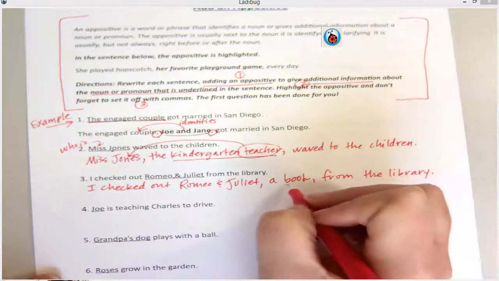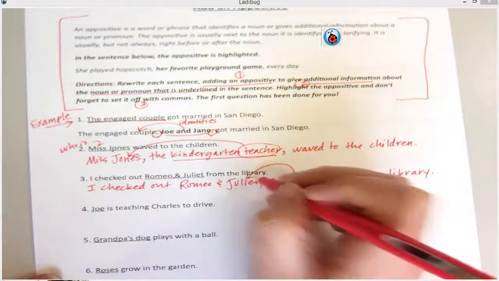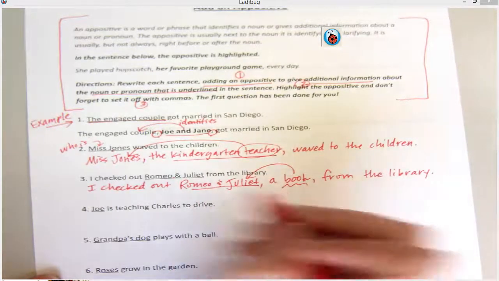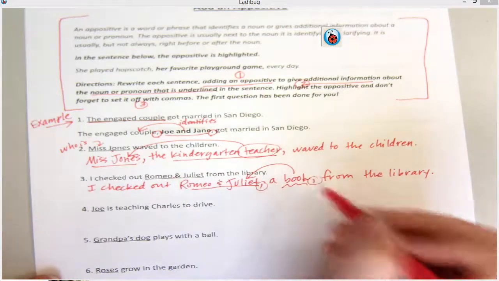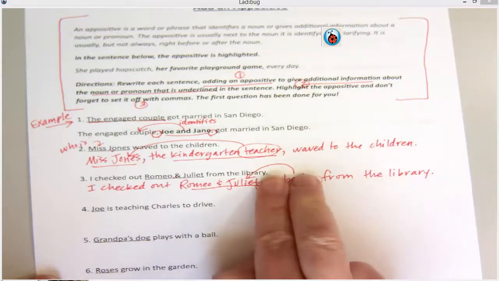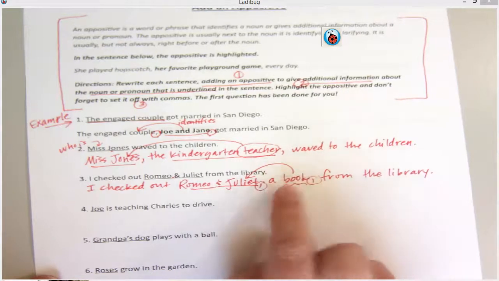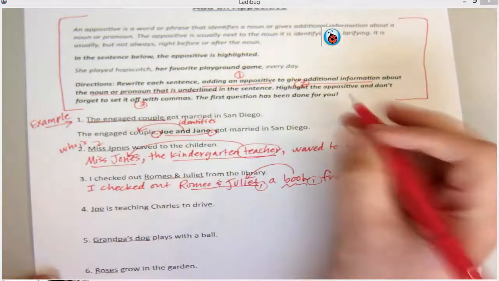So remember, book is our extra information. It's telling us what Romeo and Juliet is. Remember, that was the underlined part. I set it off with commas to show that it's extra. And then if I cover it up, this is how you can always check. Cover up what's between the commas. I checked out Romeo and Juliet from the library. So now, if I cover all of this up, I still have the sentence that I started with. I've just given extra information, an extra noun, to rename or identify who or what Romeo and Juliet is.